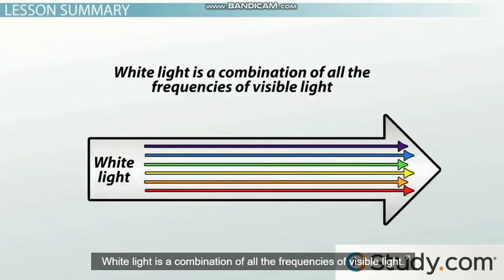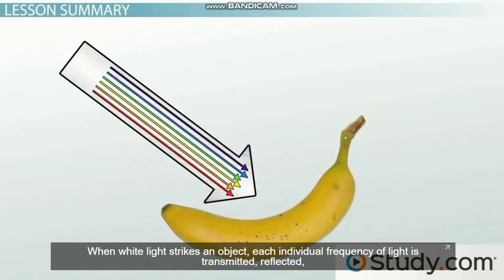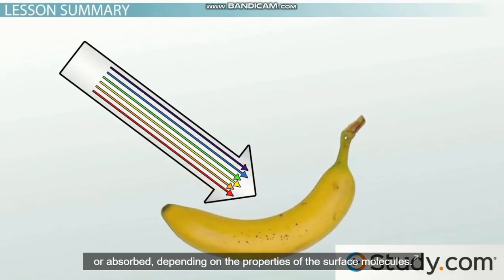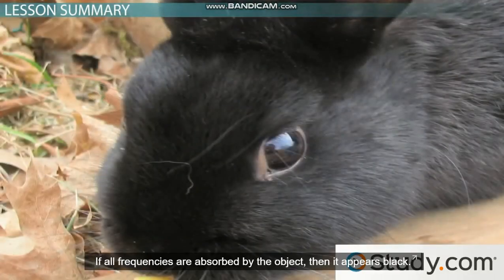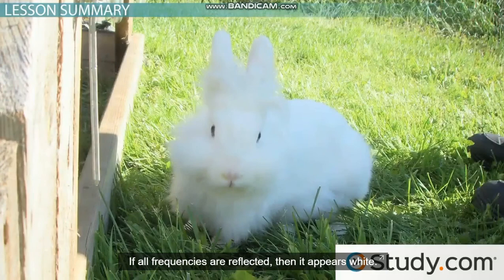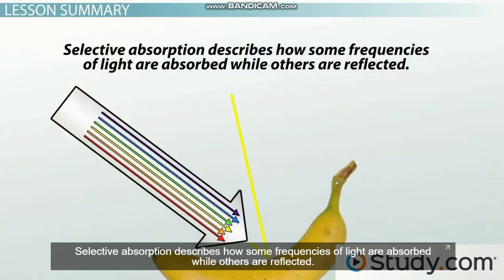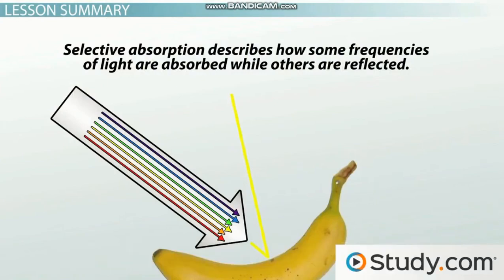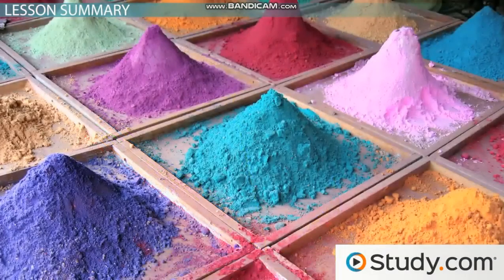White light is a combination of all the frequencies of visible light. When white light strikes an object, each individual frequency of light is transmitted, reflected, or absorbed, depending on the properties of the surface molecules. If all frequencies are absorbed by the object, then it appears black. If all frequencies are reflected, then it appears white. Selective absorption describes how some frequencies of light are absorbed, while others are reflected. This results in the appearance of color.